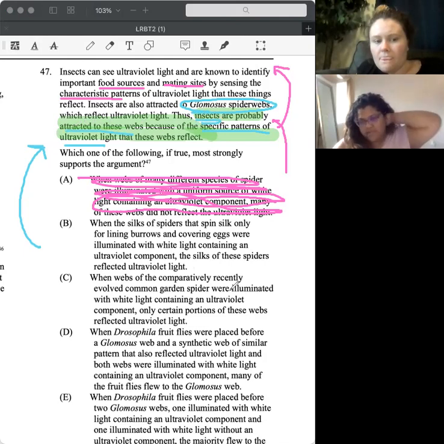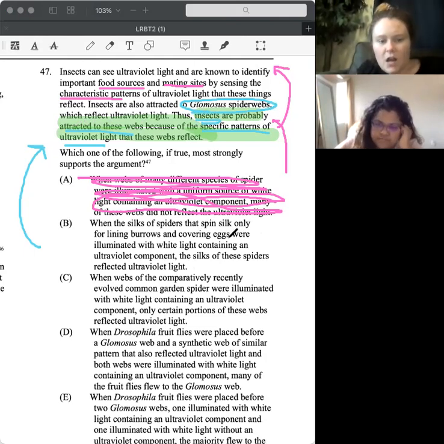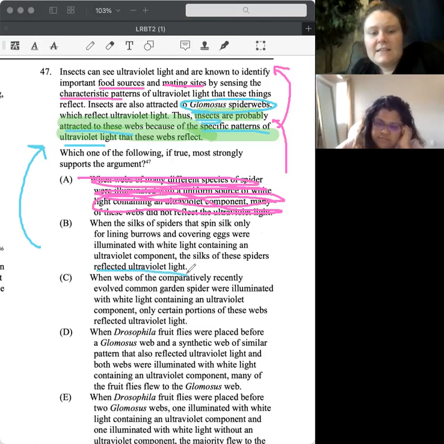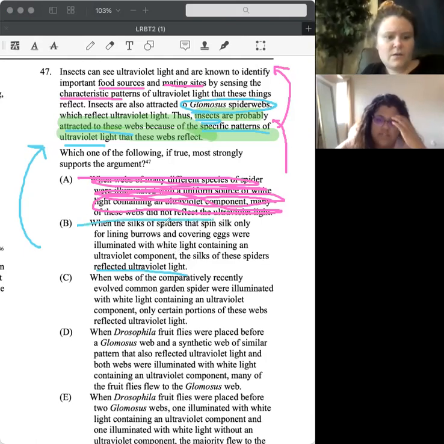So because, well, it doesn't really do it. Do we know if the webs here, the Glasma ones, are silk or not? No, we don't know anything about that. And even if they were silk and they reflected ultraviolet light, does that mean that they're attracted to them because of the ultraviolet light? No, it gives us the same issue. Yeah. All right, so what about C?